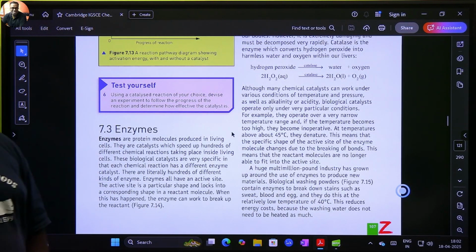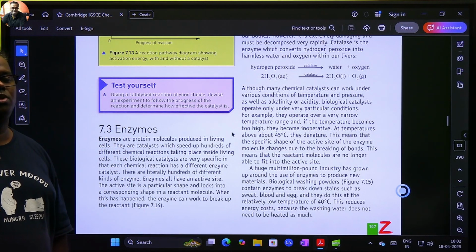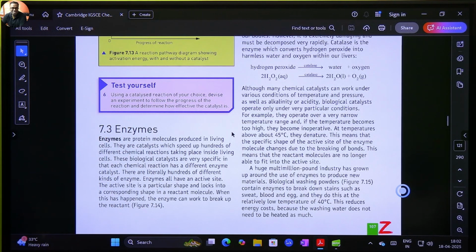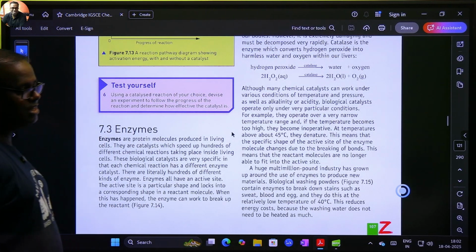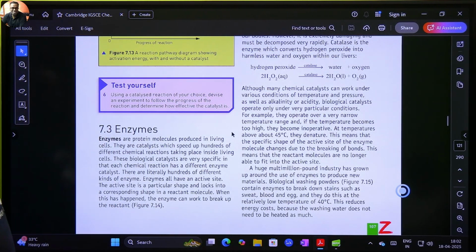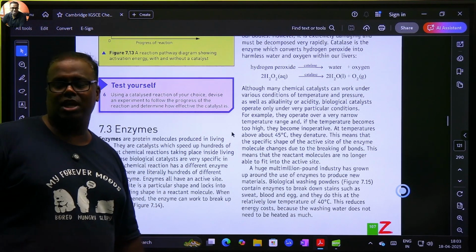So these 3 or 4 sentences you covered in shorthand. Each enzyme dash active site, then dash that locks on to corresponding shape in reactant molecule. In bracket, just write the word jigsaw block.